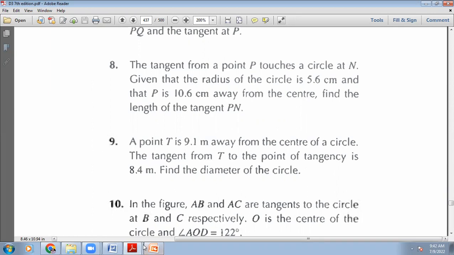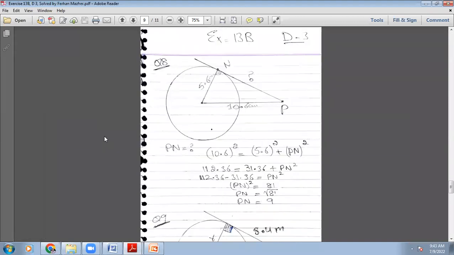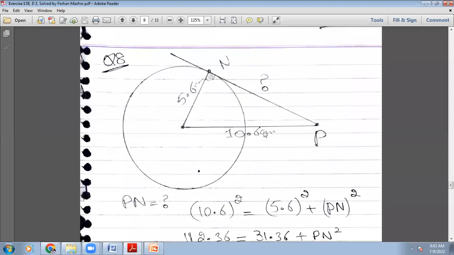Okay, so we are talking about a circle, and here we have that circle. That's the point P, which is 10.6 centimeters from the center. The radius is 5.6 centimeters. They want us to find the length of this tangent PN. Okay, so because this is a 90-degree angle, this is your hypotenuse, and this is your radius. This is that tangent, which is perpendicular. So we can find the length of PN.